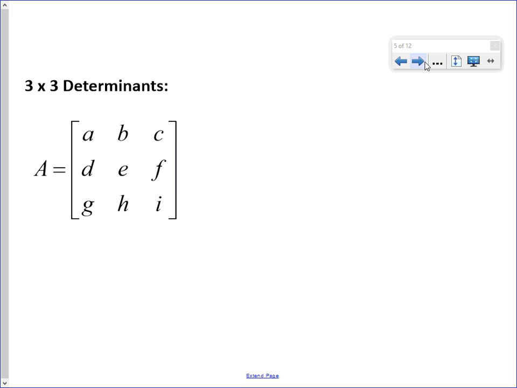Okay, so we've got a 3 by 3 matrix. Matrix A is ABC in the first row, DEF in the second row, and GHI in the third row. And our job is to calculate the determinant.